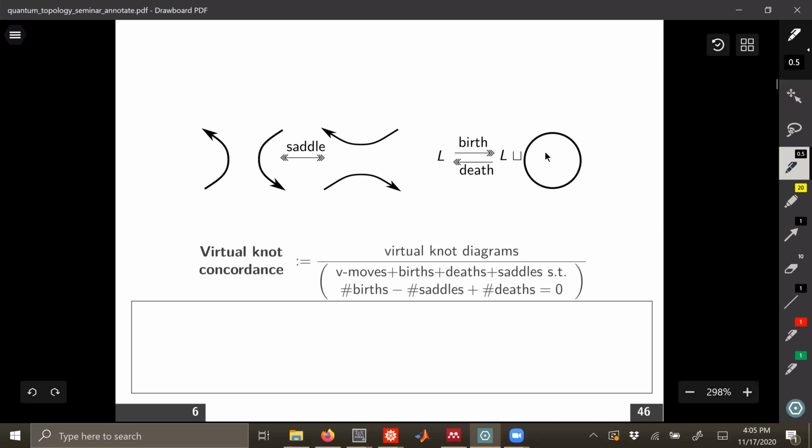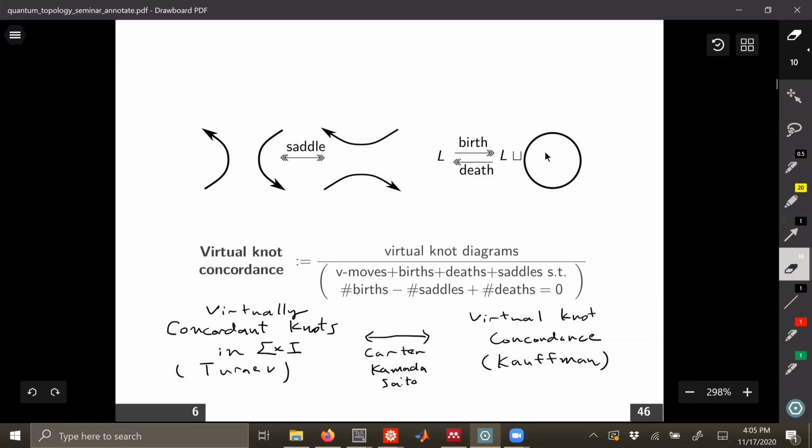All right, so an interesting thing to point out is that the two definitions that I've just given you are equivalent. This virtual concordance of knots in thickened surfaces, which is due to Turaev, is equivalent to the definition of virtual knot concordance given by Kauffman, and they're the same based on a theorem of Carter, Kamada, and Saito.